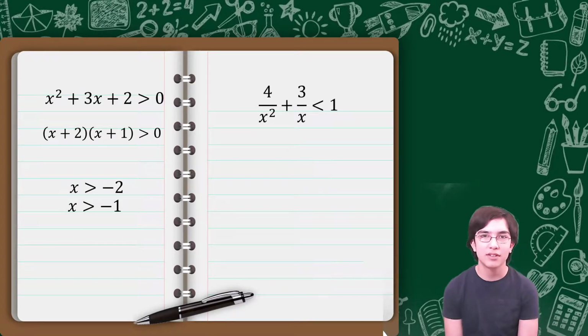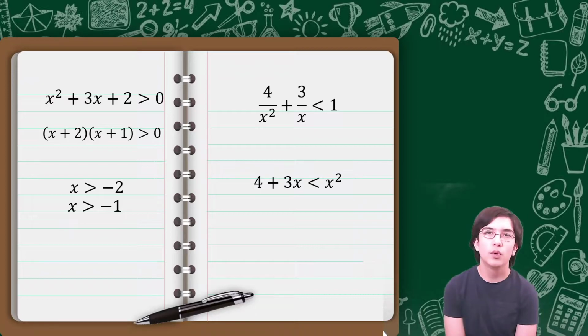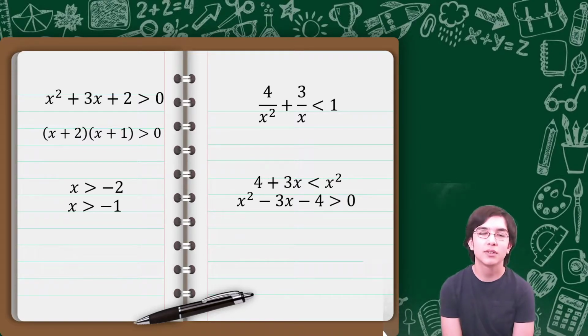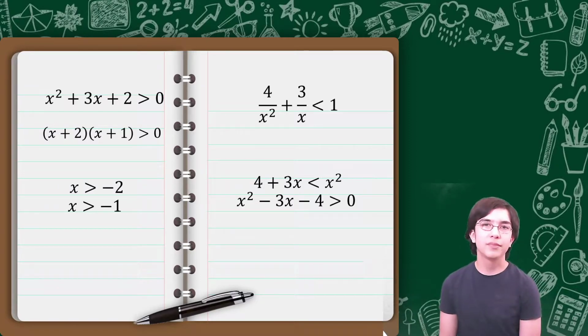So here's another quadratic inequality, but formatted in a much more tricky way. First, we have to multiply out the fractions. So we have to multiply everything by x squared. So if we did that, we would get 4 plus 3x is less than x squared. And then we could reformat it into x squared minus 3x minus 4 is greater than 0.